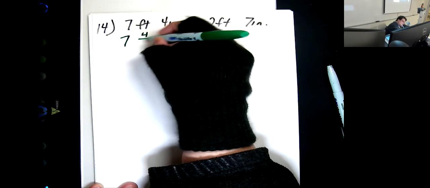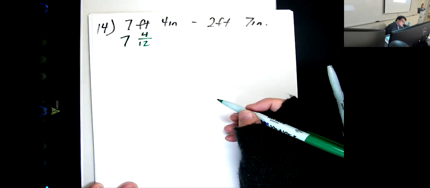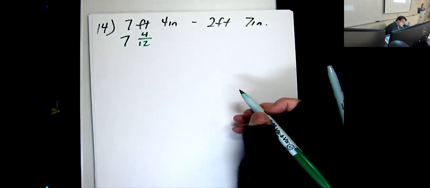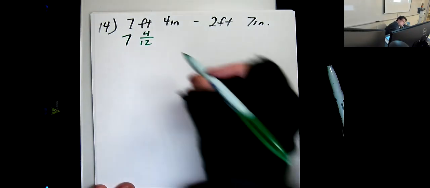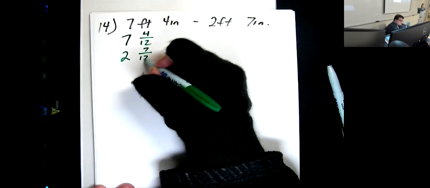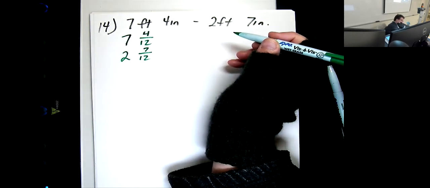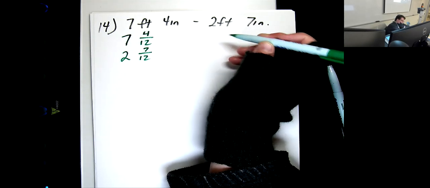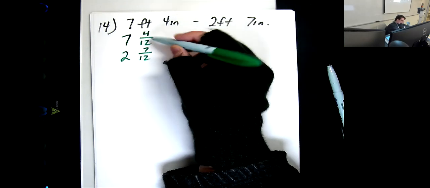I'm gonna write this, I think it's a little bit easier, as 4/12. That's 4 inches over 12 inches. And the 2, I've got 7 inches over 12 inches. That's not entirely correct, but it allows me to see that I'm off.